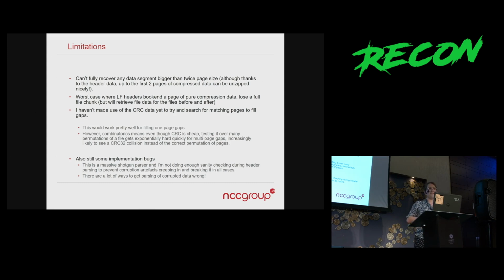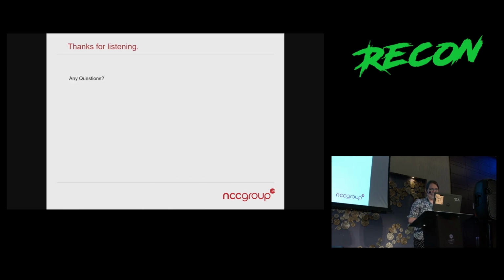The other issues with this: I still have a huge number of implementation bugs. I found it quite difficult to create synthetic samples to test my code on because all of this relies on a great many assumptions being maintained. The assumptions aren't necessarily transparent to me developing the parser, and these kicked me in the ass repeatedly throughout trying to develop it. But there are a lot of ways that parsing corrupt data can go wrong, essentially. And that's pretty much it. So, any questions?